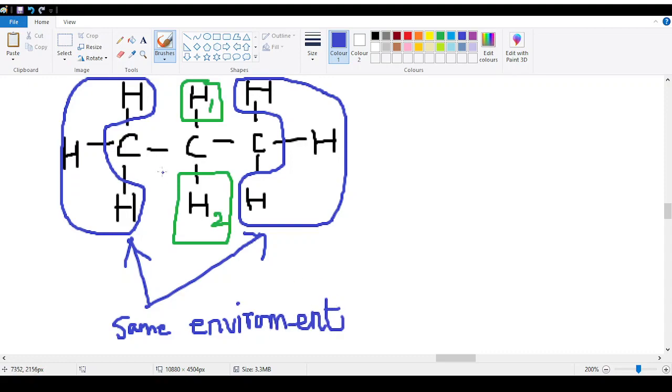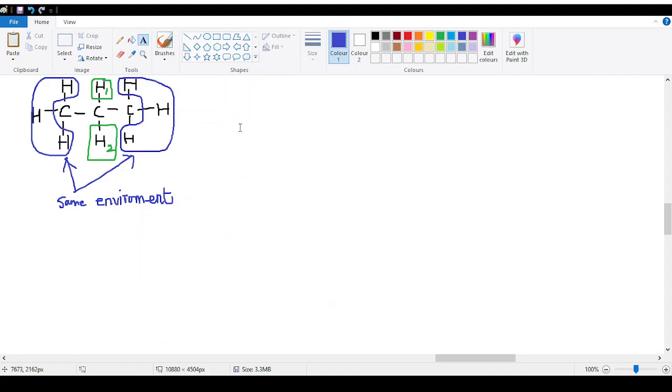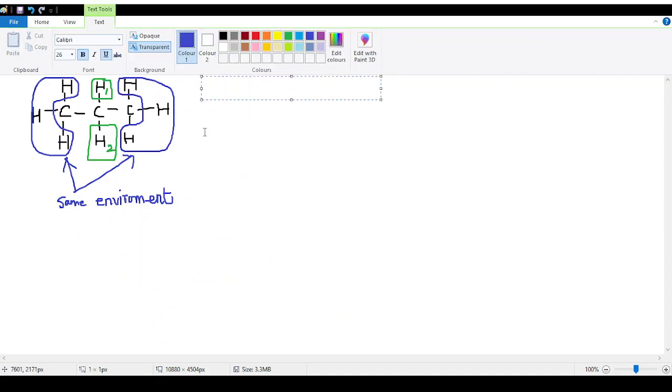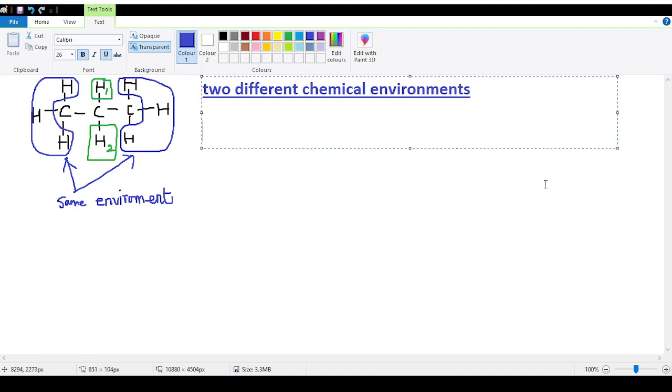So in this compound as a whole, how many different chemical environments can we expect or see in total? Two different chemical environments, right? And so how many different signals will we get in the NMR spectrum? Two. It depends on the number of environments. So if you have two different chemical environments, you will get two different peaks or two different signals.